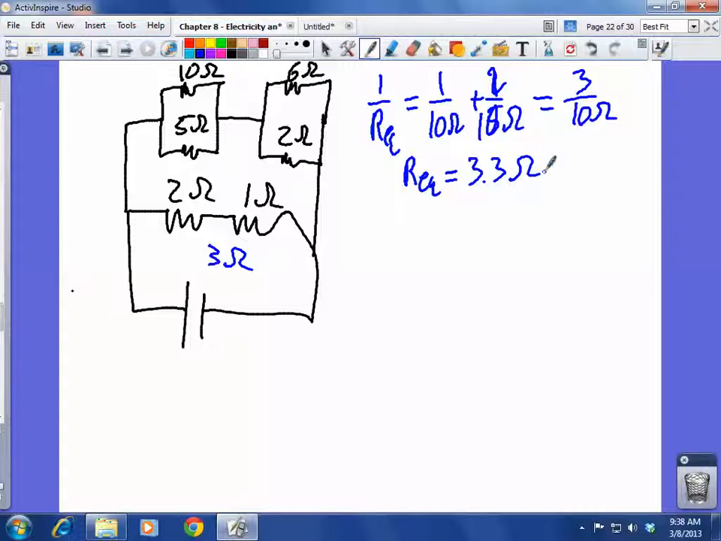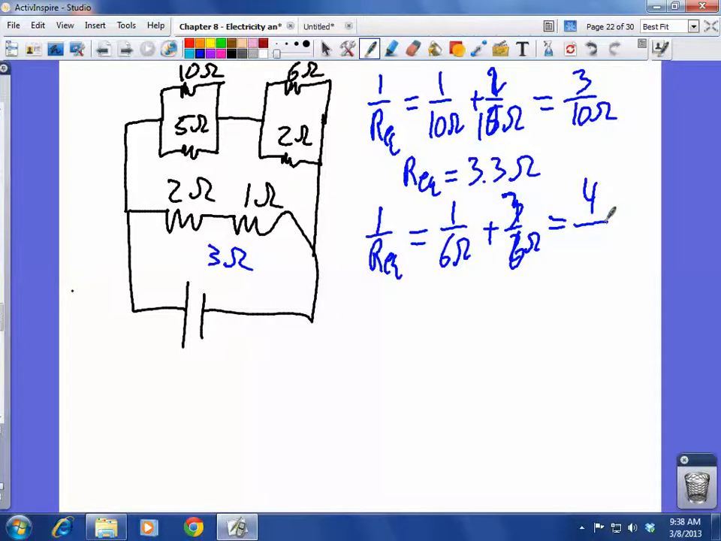We can probably do this part next, right? So if we say 1 over our equivalent here is just equal to 1 over 6 ohms plus 1 over 2 ohms. So this is just the same thing as 3 over 6. I know my handwriting's getting worse. So we have 4 over 6 ohms. So that comes out to be 6 over 4, which is about 1.5 ohms.